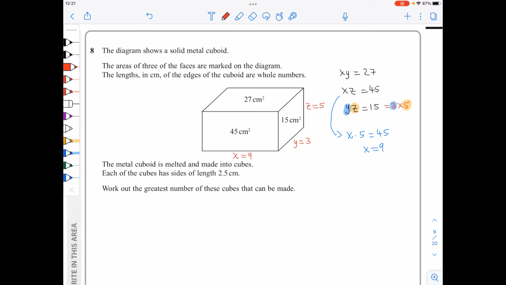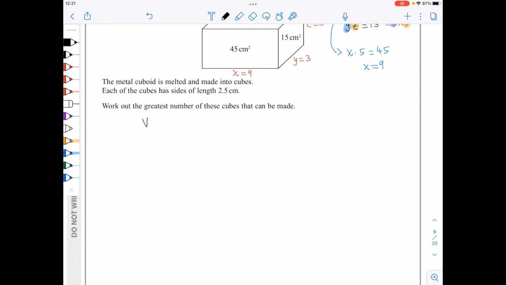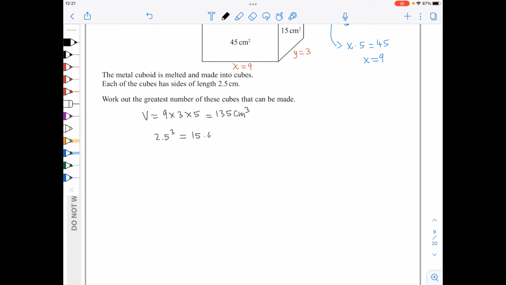So I've got the dimensions. I can now proceed in finding the volume of the cuboid here. So V is 9 times 3 times 5, which is 135 cubic centimeters. And then I'll be finding the volume of each of the small cubes to be produced. So 2.5 raised to the power of 3, which is 15.625 cubic centimeters. So the total volume available to me divided by the volume of each individual cube is giving me an answer of 8.64, and therefore there will be enough metal to form 8 cubes.